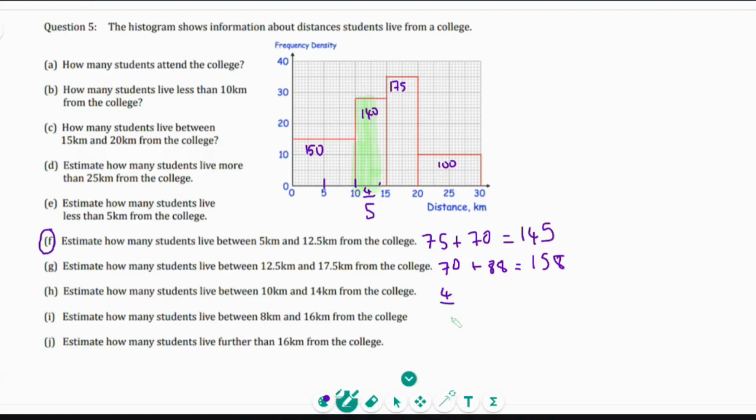So we're looking at 4/5 of 140. So 4/5 times 140, 112.